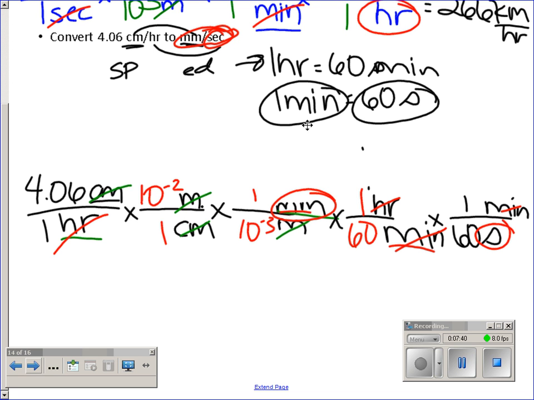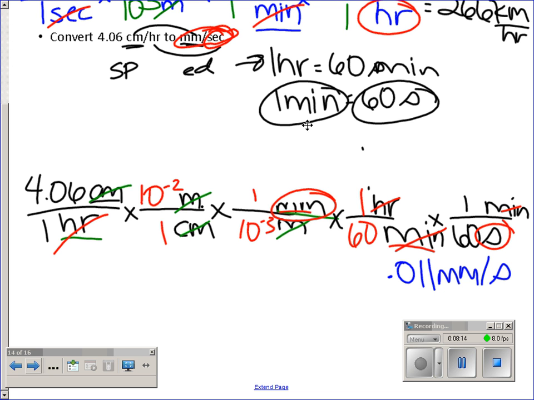Multiply all the way across the top, 4.06 times 10 to the negative second times 1 times 1 times 1, divided by 1 divided by 1 divided by 10 raised to the negative third divided by 60 divided by 60. When you do that, what you get is 0.011 millimeters per second. And that's my answer.